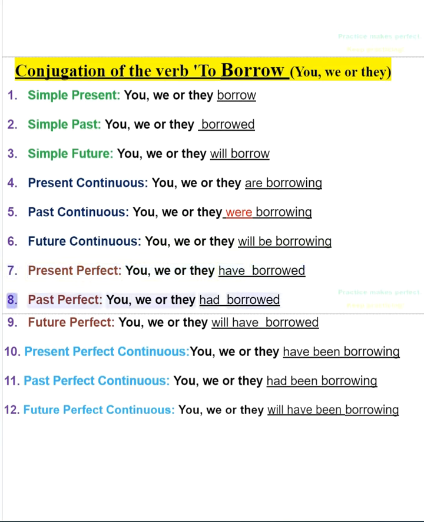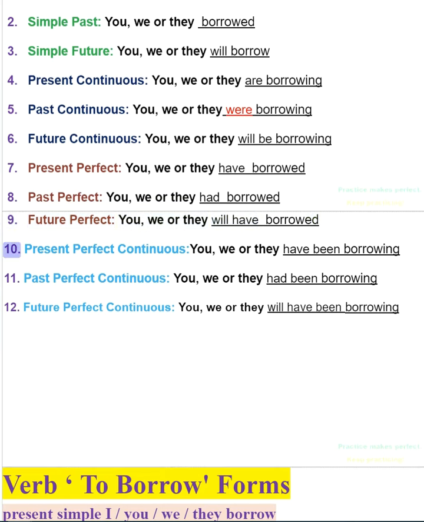8. Past perfect, you, we, or they had borrowed. 9. Future perfect, you, we, or they will have borrowed. 10. Present perfect continuous, you, we, or they have been borrowing.